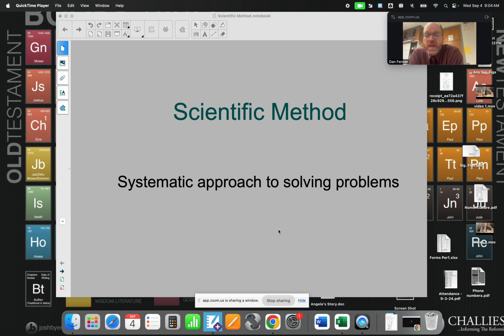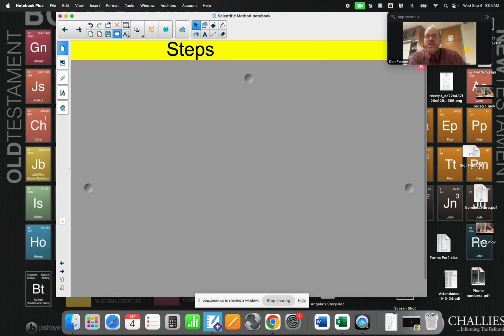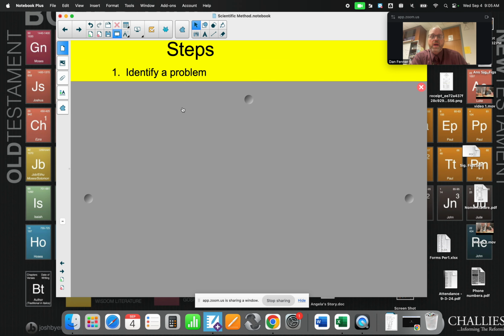Scientific method is a systematic approach to solving a problem. So if we have a problem, we need to have a way of looking at it. Now, in order to have that, you have to have steps. Now, the first step in the scientific method is to identify a problem. We need to be looking at problems, identifying what they are, and going from there.